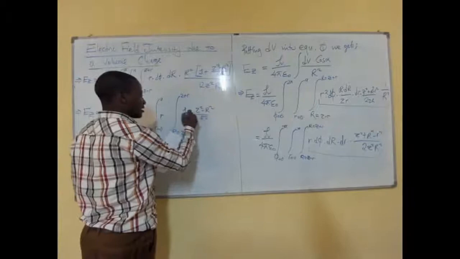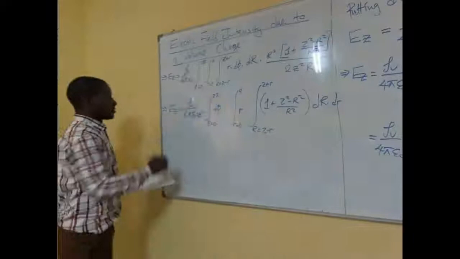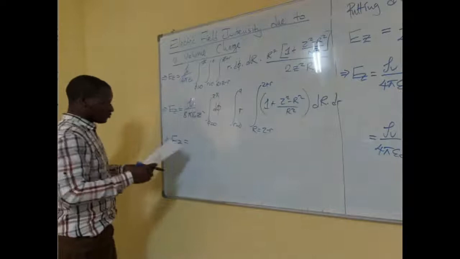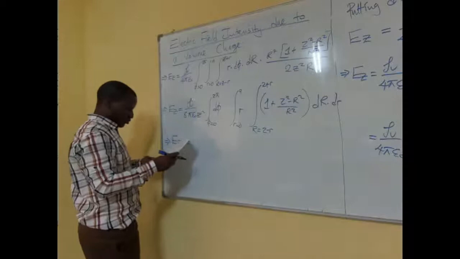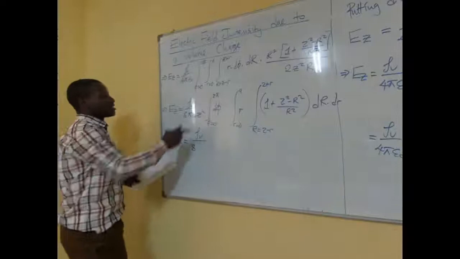All this, we multiply it to the R, then the small R. So the implication, of course, here is that the EZ must be equal to the volume charge density over 4 over 8. This is 8 now because we have integrated this as the R, which has come to the other side.